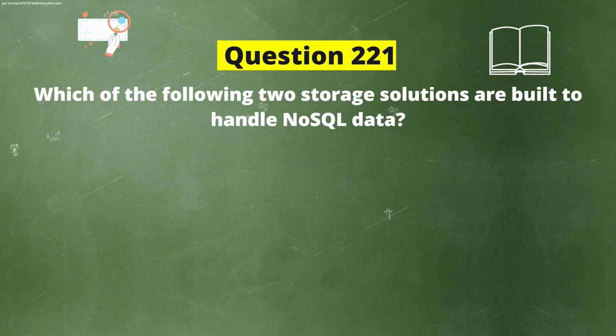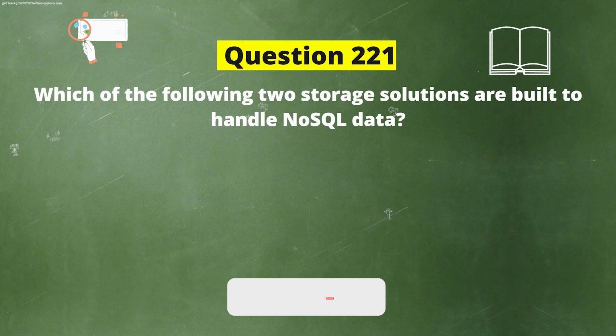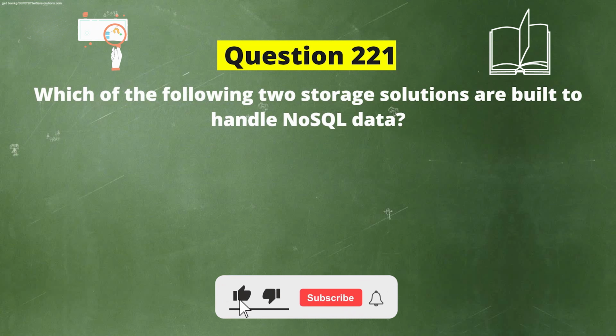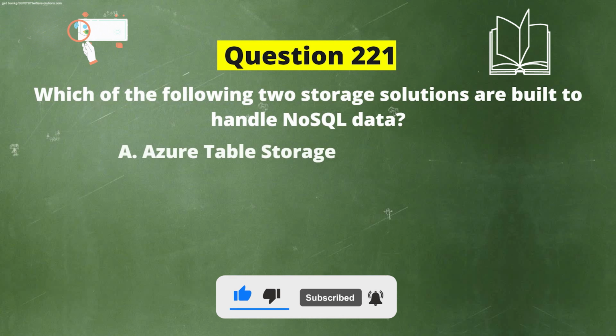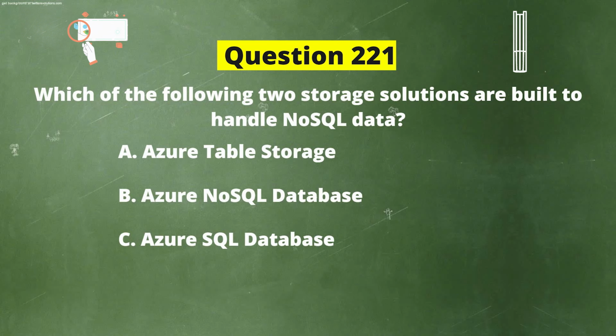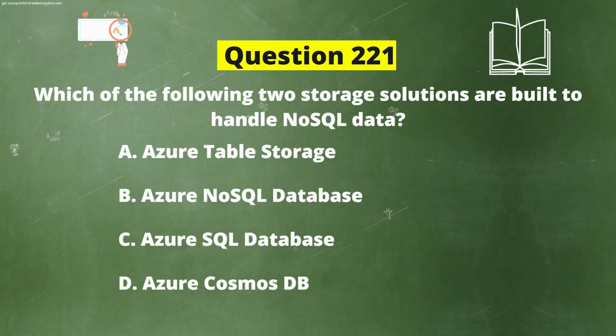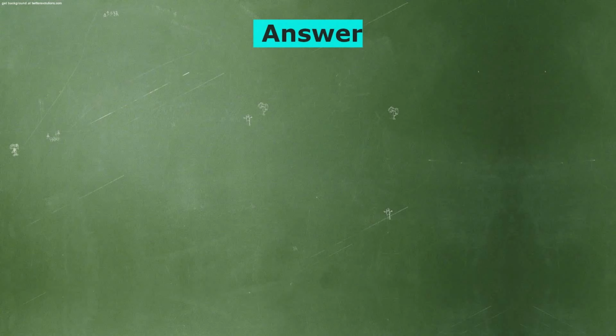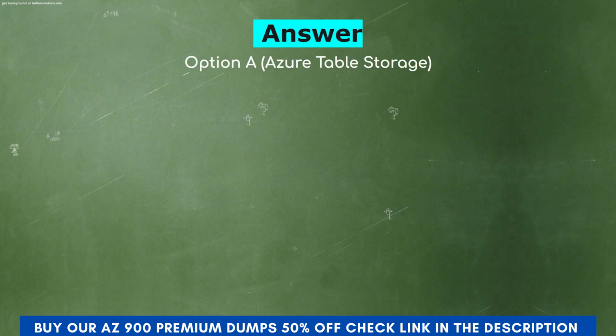Next question. Which of the following two storage solutions are built to handle NoSQL data? And the options are A. Azure Table Storage, B. Azure NoSQL Database, C. Azure SQL Database, D. Azure Cosmos DB. And the correct answer is option A. Azure Table Storage and option D.